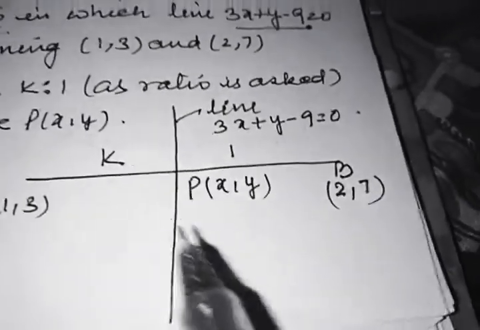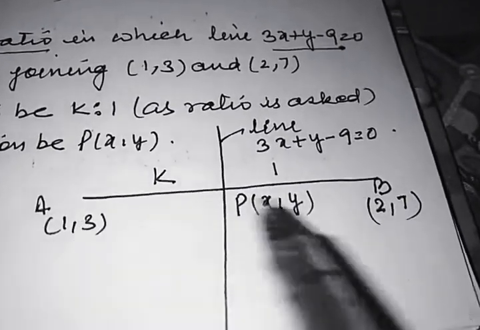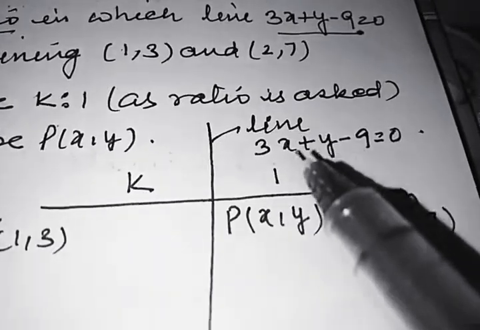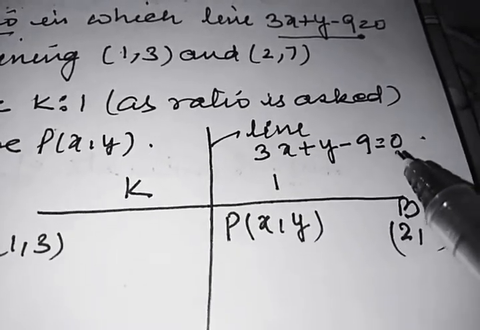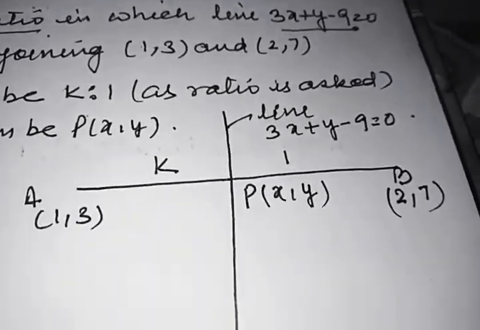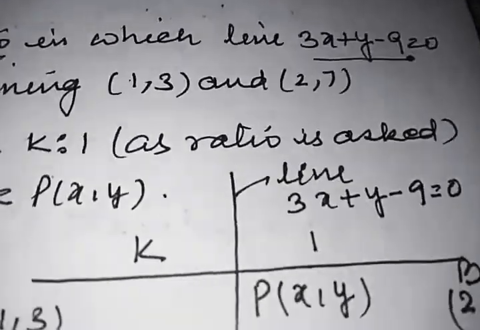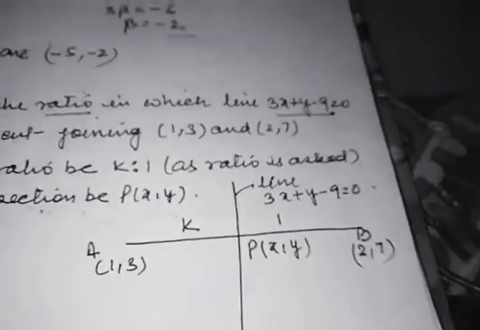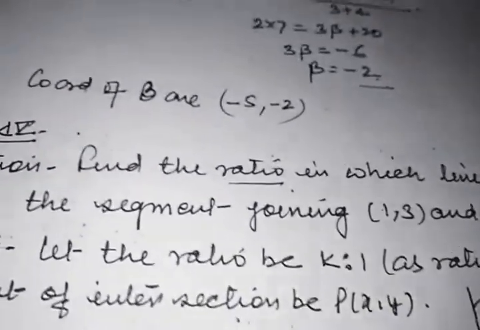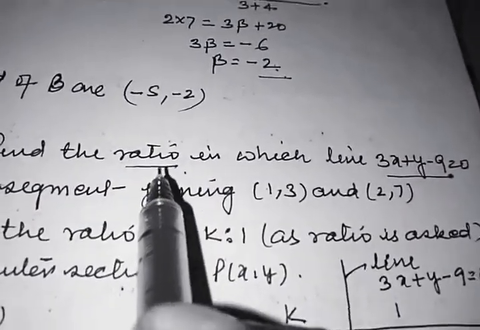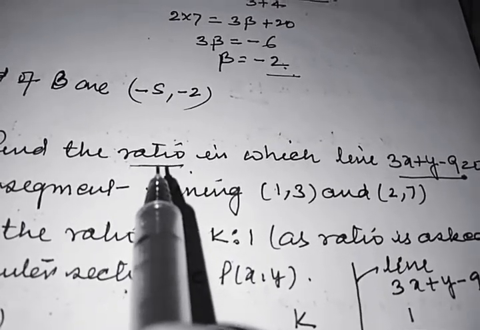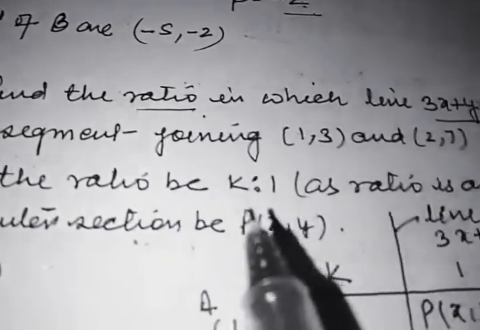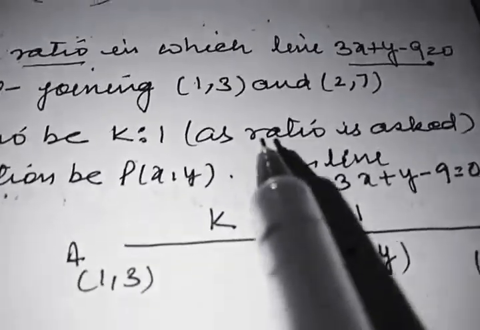See, I have made the figure here. This is your point A, this is point B, and this is your line here, 3x plus y minus 9 equal to 0. See, the figure is not drawn to scale. It is an imaginary figure. Now since the ratio is asked, I told you earlier we will take the ratio as k is to 1.